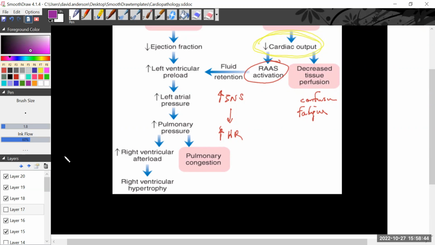In right-sided heart failure, the symptoms are systemic. If left-sided heart failure leads to right-sided heart failure, then we're going to have both. But until that happens, we can differentiate between left and right heart failure based on the backward effects, not the forward effects. I hope that makes sense.